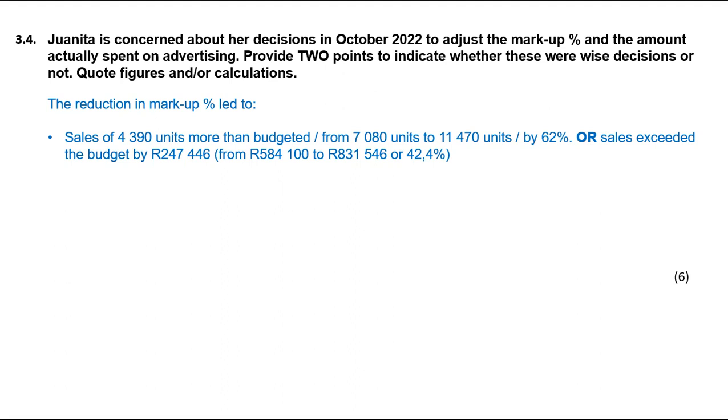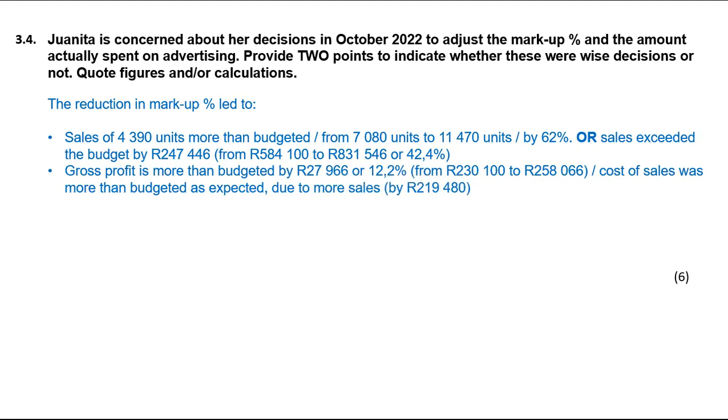247,446, from 584,100 to 831,546. All right. So I used actual amounts. I didn't use figures from my discussion earlier on. And then they said gross profit obviously is more than budgeted by 27,966, which is good. And well, it doesn't matter whether cost of sales increased or not.